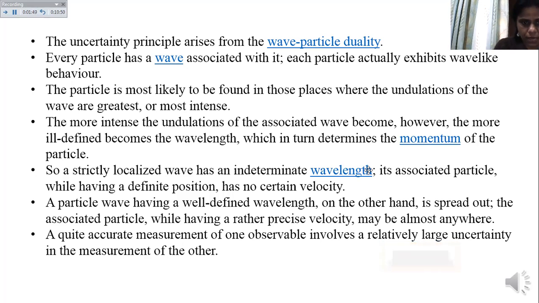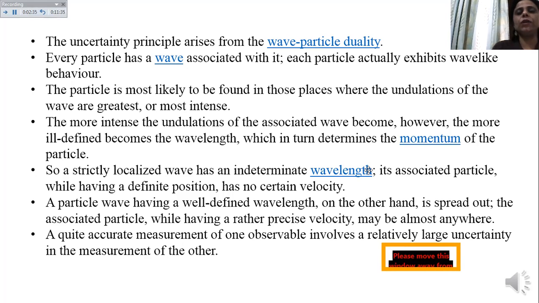The more intense the undulations of the associated wave become, however, the more ill-defined becomes the wavelength, which in turn determines the momentum of the particle. Means, look, whenever the particle behaves as a wave, it must have a wavelength. Wavelength means the length of the wave, that after how much length a particular period of the wave repeats itself, and this wavelength ultimately determines the momentum of the particle. So a strictly localized wave has an indeterminate wavelength. Its associated particle, while having a definite position, has no certain velocity.